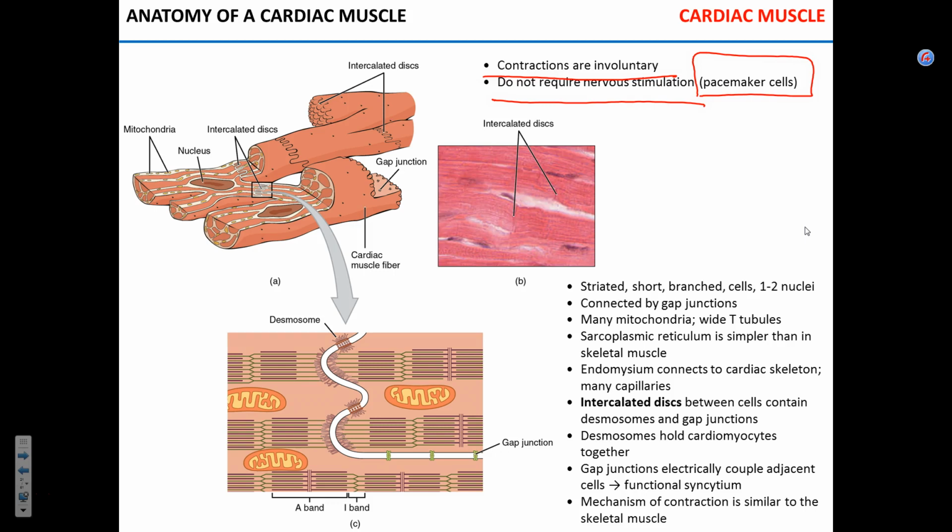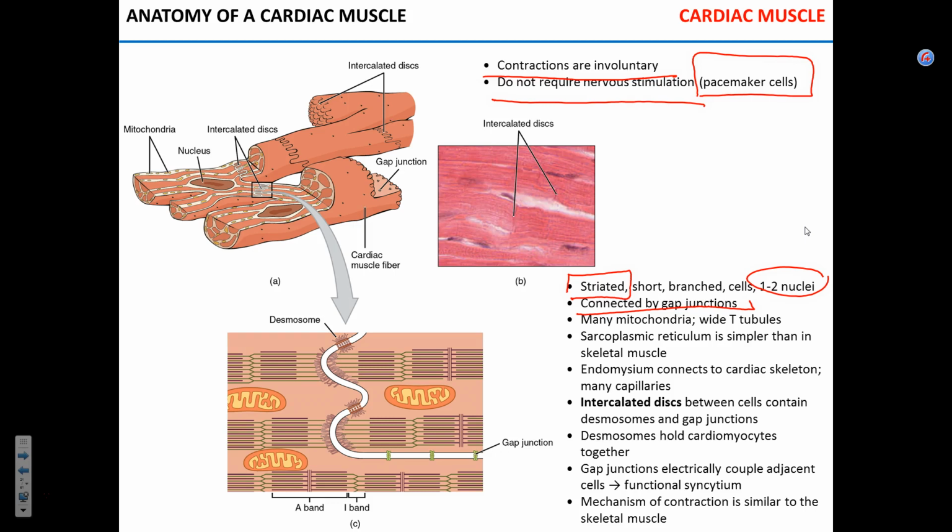Cells of the cardiac muscle are striated, which gives away the mechanism of contraction. Striations tell you that cardiomyocytes contain sarcomeres. They are branched, which allows cardiac muscle to contract not in a linear fashion, but more in a 3D fashion. They usually have 1 to 2 nuclei. Another important difference of cardiac muscle from skeletal is that cardiomyocytes are connected by gap junctions.